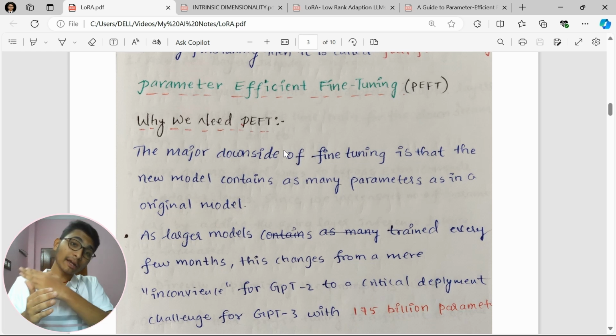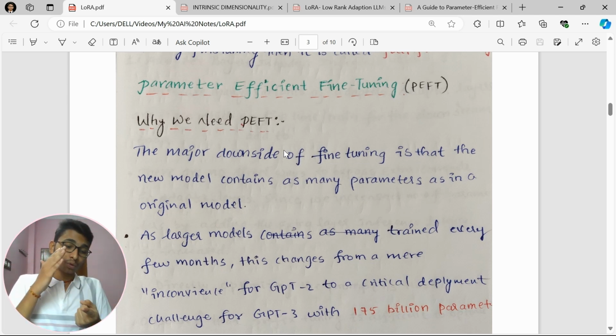We have to retrain the complete model. We have to do the full fine tuning every time, where we have to include all the resources that were used earlier when we prepared the model, like the GPUs, electricity, cost, and time. Everything is the same, right? Because you're doing full fine tuning.